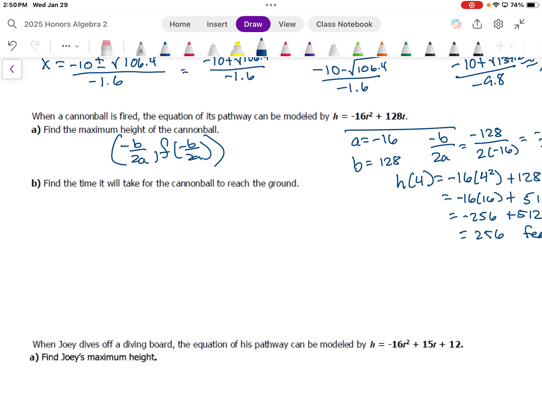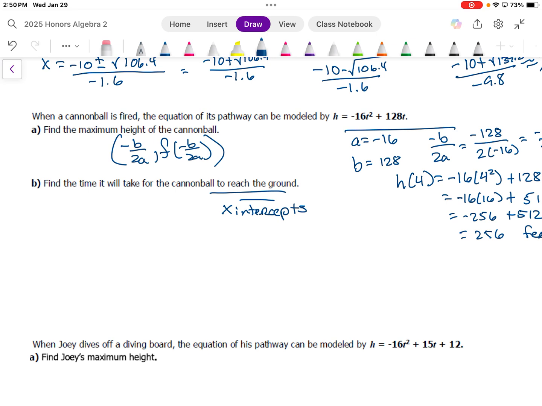Find the time it will take for the cannonball to reach the ground. Reaching the ground is pretty much almost always associated with finding the x-intercepts. That's what we need to store in our mind. When we're asking how much time it takes for something to reach the ground, it's from the starting point to when it hits the ground again. That's the x-intercepts, is what I need to find.